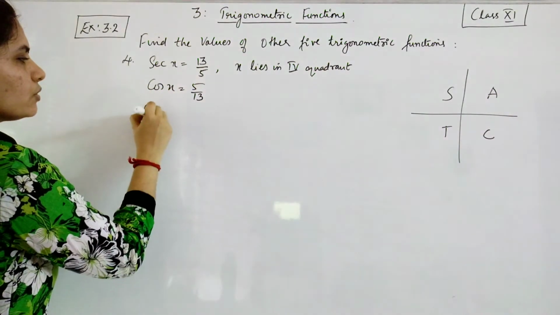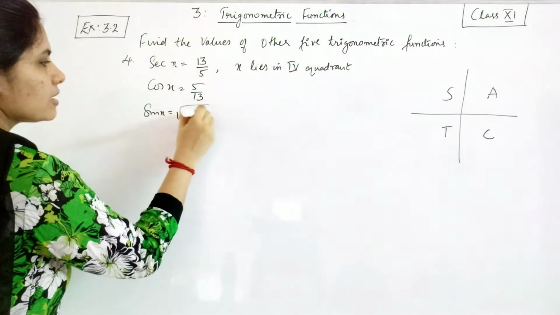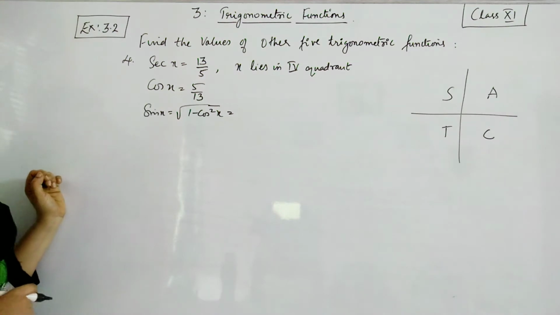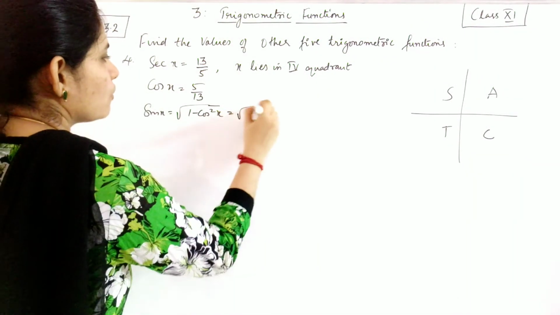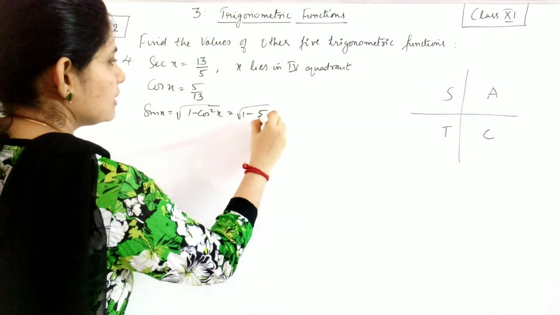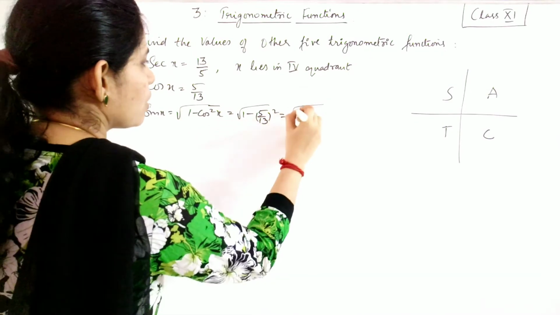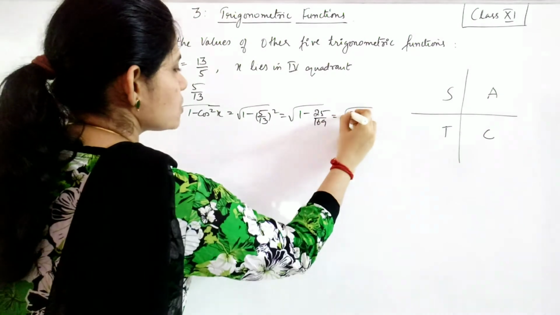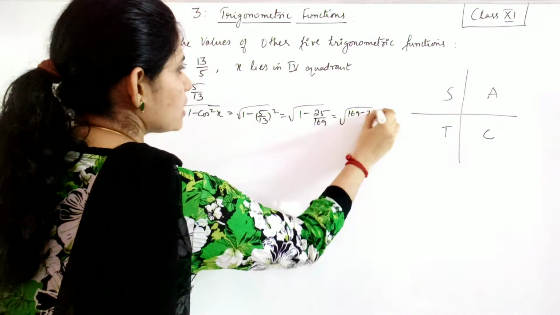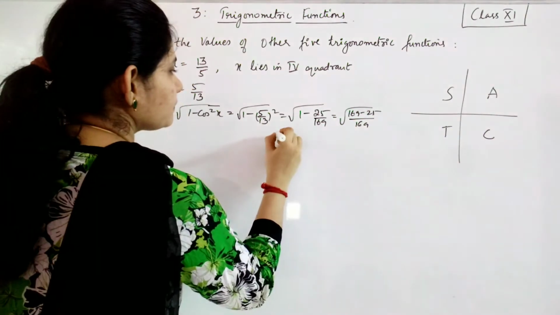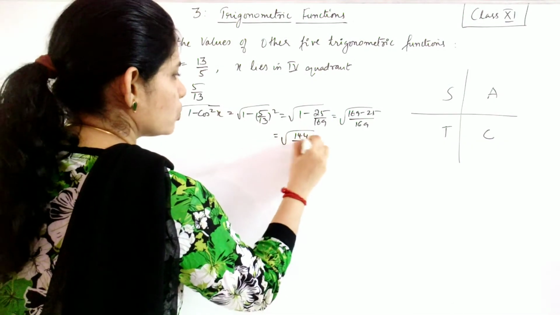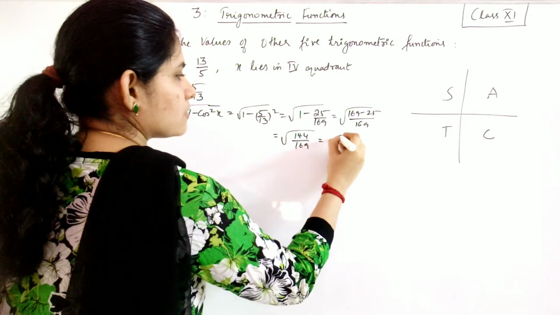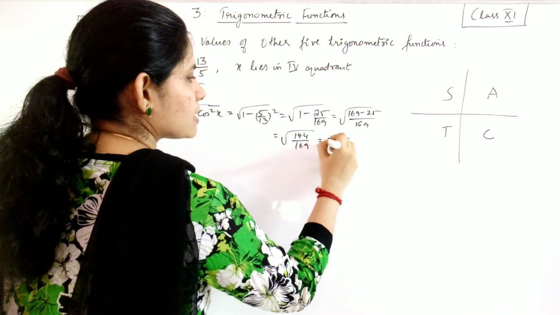Now you can move on to sin x, which is the root of 1 minus cos square x, according to the formula sin square x plus cos square x equals 1. Now you will have root of 1 minus (5 by 13) whole square, which is root of 1 minus 25 by 169, which is 169 minus 25 by 169, equal to 144 by 169. You will get inside the root, so your answer will be 12 by 13 with plus or minus sign.